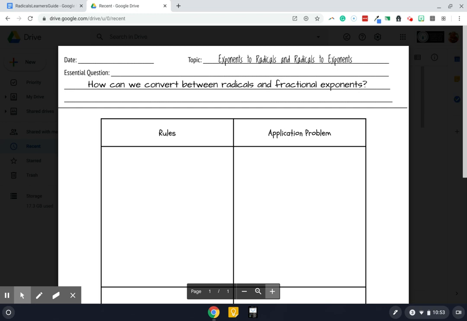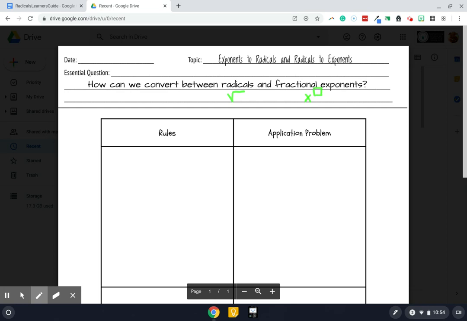Hey guys, we are going to look at how we work with radicals versus exponents. Remember, radicals look like this. And exponents, of course, are talking about a number that lives up in here. And so we're going to work on converting between those two and how we make that work.